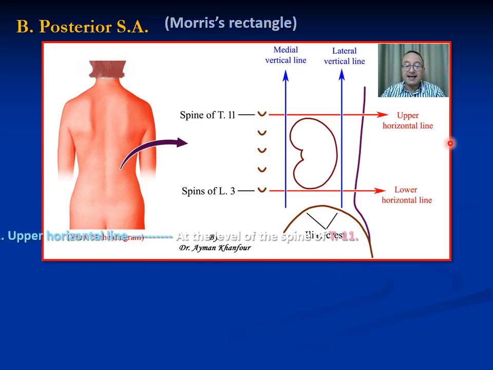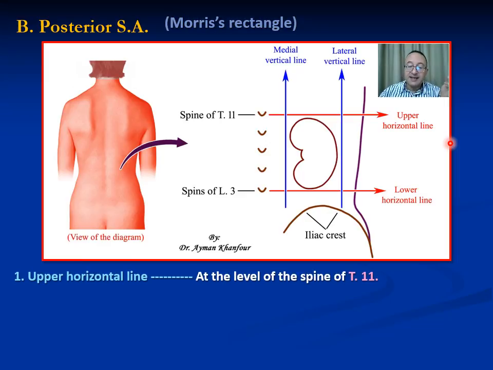I start with the horizontal lines, the upper one and the lower one. The upper horizontal line lies at the level of the spine of T11. I can't say the body of T11. Why? Because the spine is slightly directed downwards, at a lower level than the body of the vertebra. So I'm taking here the spine, the part that I can palpate on the posterior surface of the patient. That's the upper horizontal line.